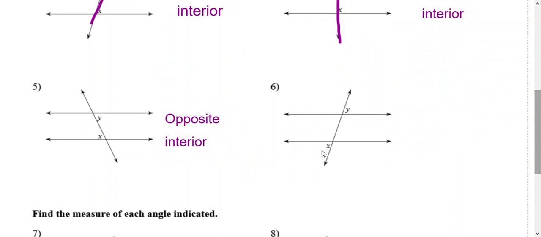In number 6, we have opposite sides of the transversal, and now we have exterior angles. So these would get the title opposite exterior angles.